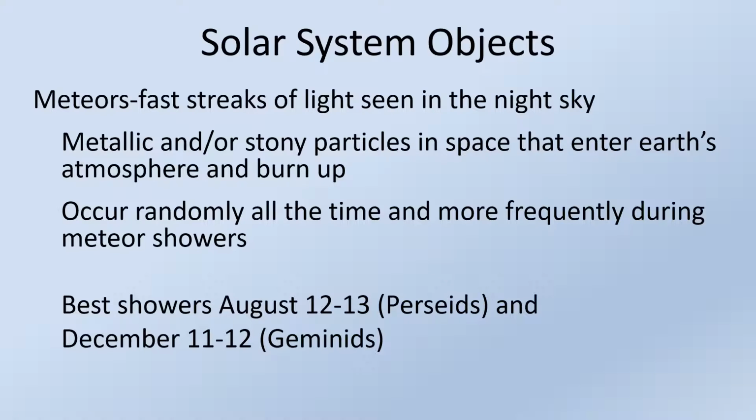Now, there are two good meteor showers in the year: August 12th, the night of the 12th and 13th, that's the Perseids. And we have one coming up December 11th and 12th, that's the Geminids. The Perseids radiate from the constellation of Perseus, and the Geminids radiate from the constellation of Gemini. And if you have a planisphere, you can find these constellations real fast, and you'll know where to look.